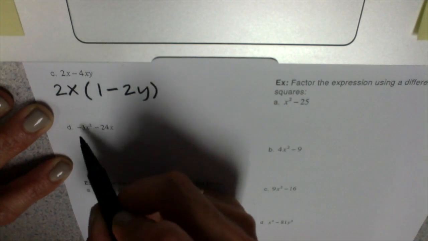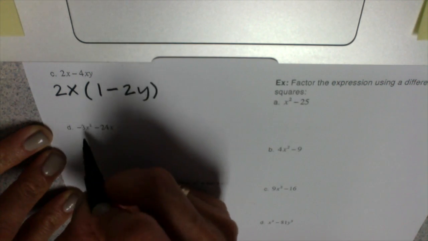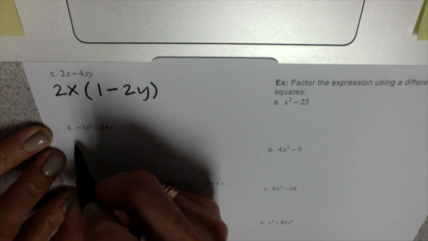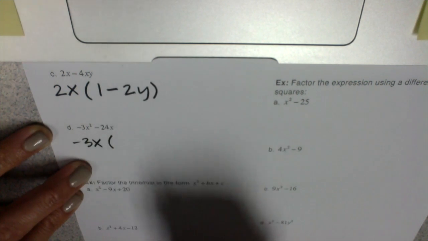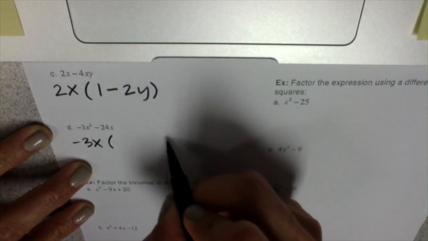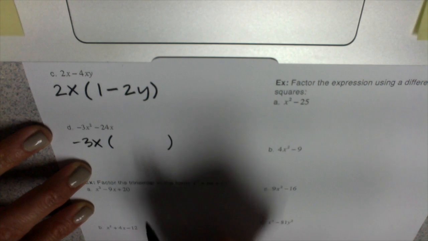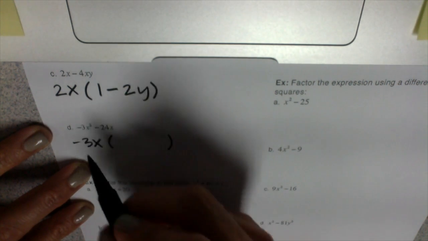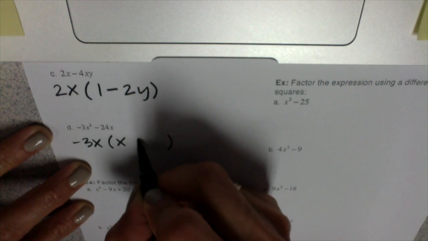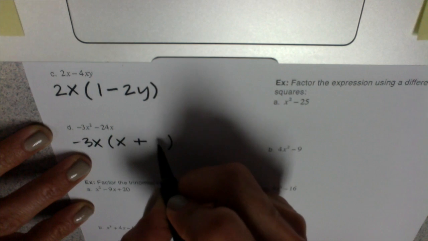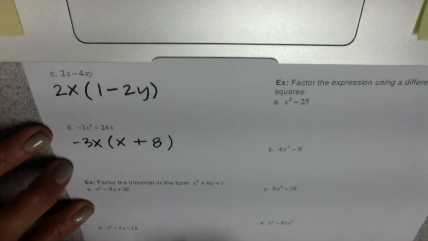For part D, we have negative 3x squared minus 24x. So both of them have a negative, and they both have a 3 that can be factored out, so we'll pull out a negative 3. Also, you have x squared and x, so you can factor out x because they both have an x in them. And again, you're trying to figure out what would go in the parentheses, that when you take the negative 3x and distribute, you'll get the original problem. So negative 3x times x is negative 3x squared. Negative 3x times a positive 8 will give you negative 24x. So there's your answer for part D.